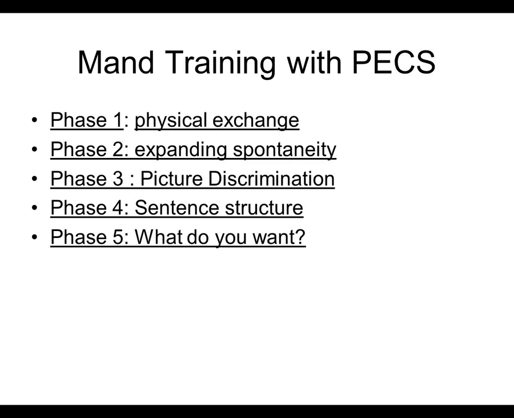The spontaneity is expanded by moving the exchange person further and further. So now the picture of whatever it is that they're exchanging is maybe on the book cover of the communication book, and the person they're exchanging it with is gradually moving further and further away versus sitting right there. And the student is then prompted by that trainer behind them to get the picture and go to the person to exchange for the item. And again, you fade your prompts until they're doing this independently.